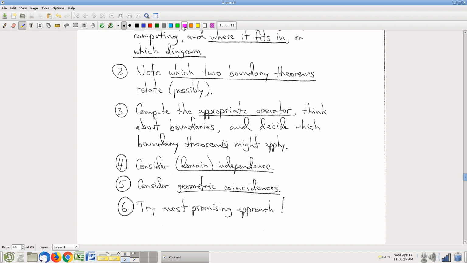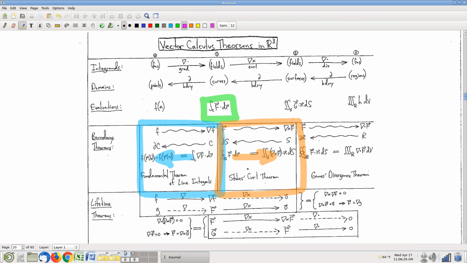Do what the diagram says and compute the appropriate operator. Now, what is the appropriate operator? Here I've been asked to compute a line integral. I therefore have a vector field that is my integrand. What is the diagram telling me to do? For this vector field in that position on the diagram, the diagram is telling me to compute the curl. So go ahead.